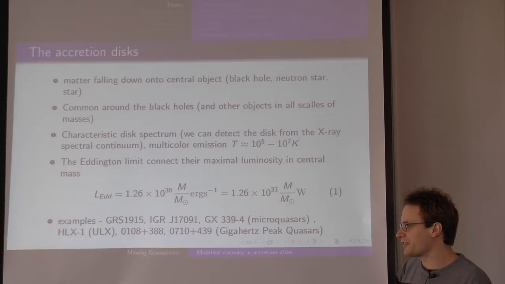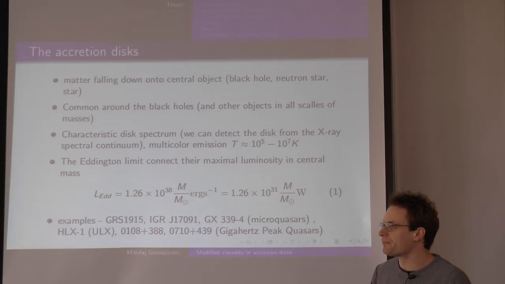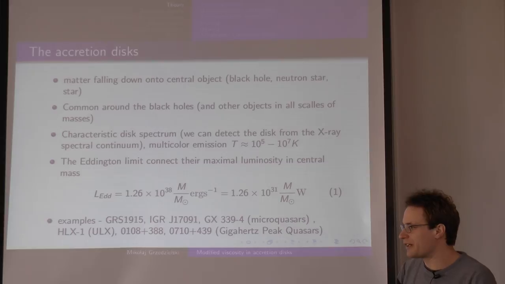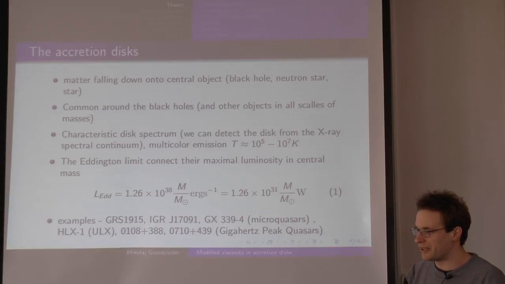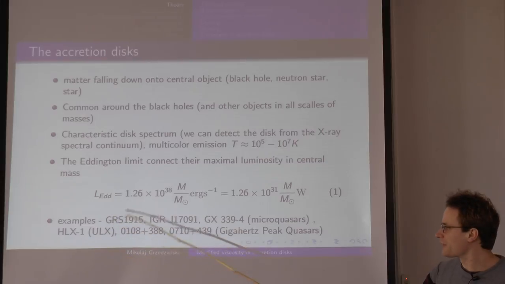For stability of the disk, it is necessary to have gravitational attraction by the central object bigger than the repulsion from the radiation pressure. This is very basic, and this Eddington limit is a combination of physical constants. So for the astrophysical object, it is just like that.